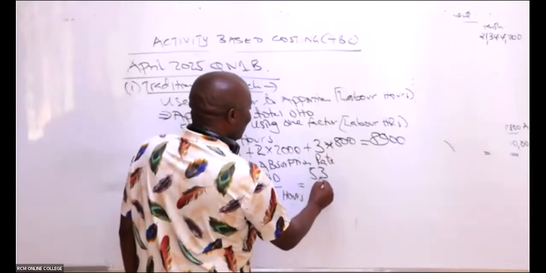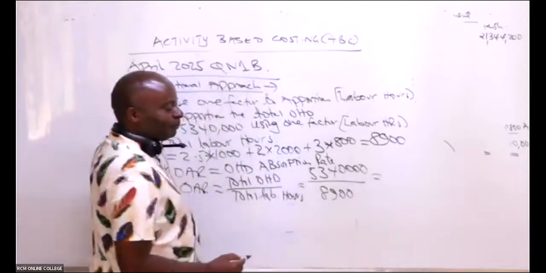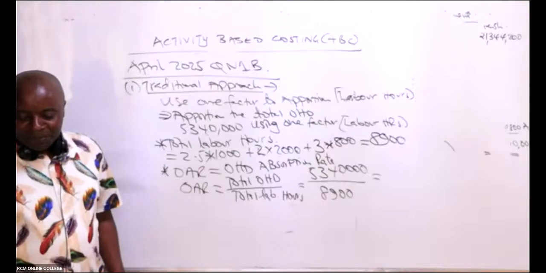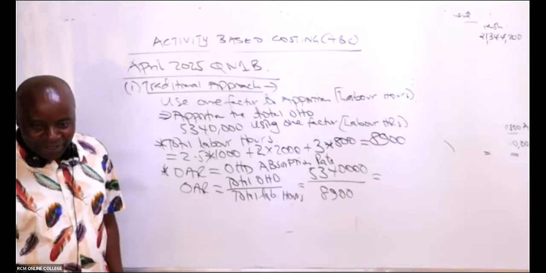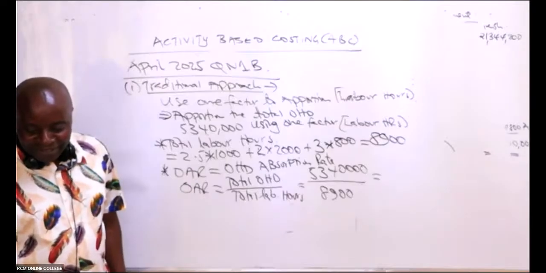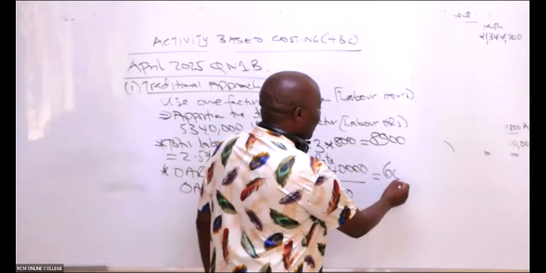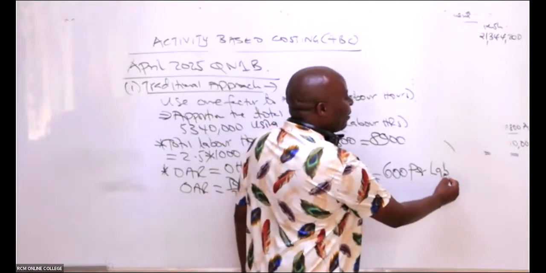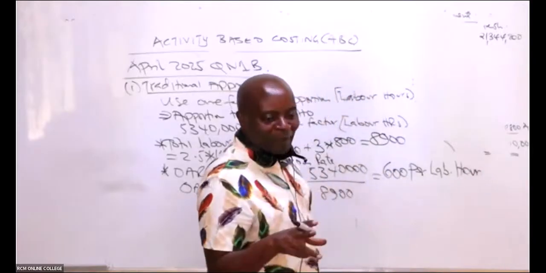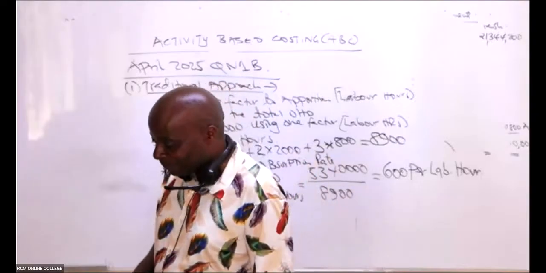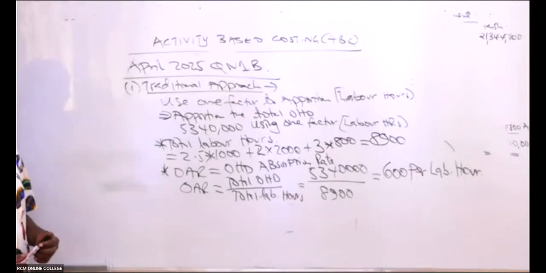Are they able to see this 40,000? Oh, I'm alone. 8,900. 600, right? So this is 600 per what? Per labor hour or per hour, isn't it? I like differentiating this by mentioning labor hour because they're also machine hours. So that is our overhead absorption rate.